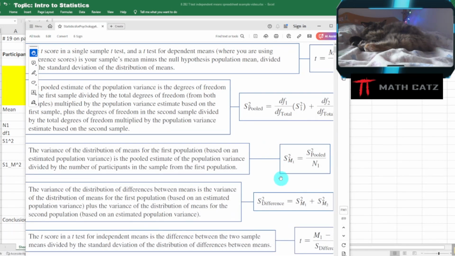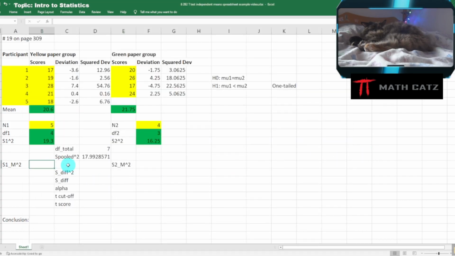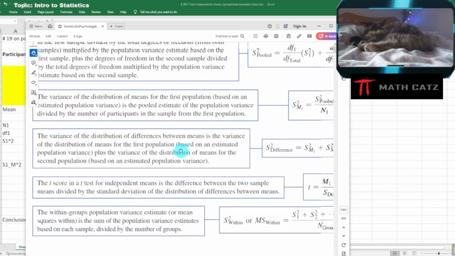To get the variance of the distribution of means for each population, I have to take the pooled variance estimate and divide it by the sample size. So we'll do that over here. So I'm going to take my pooled variance estimate, divide it by the sample size. For the next sample, I'm going to take my pooled variance estimate divided by its sample size. Sample sizes might be different. So I get those two, which will be important because I'm looking at the distributions of means. In this case, the difference, but the comparison distribution is based on the distribution of means and not of individual scores.